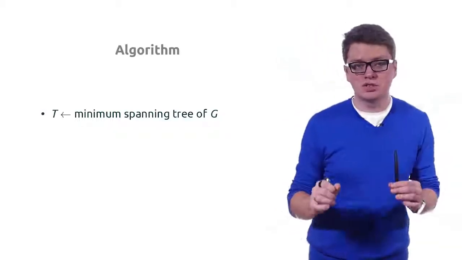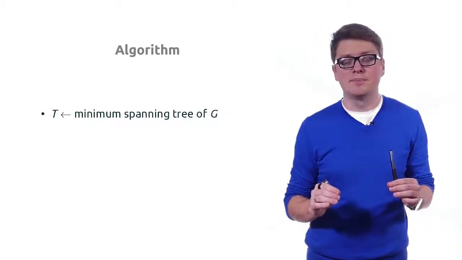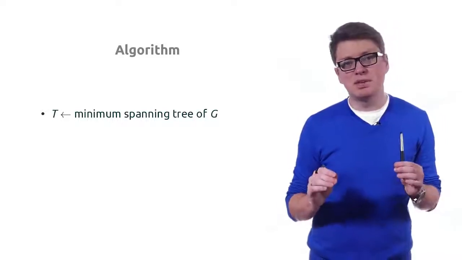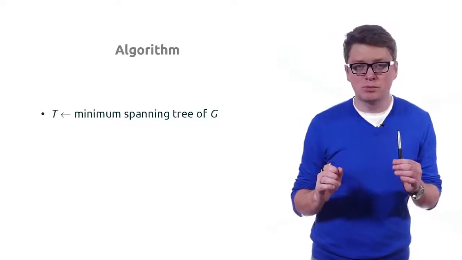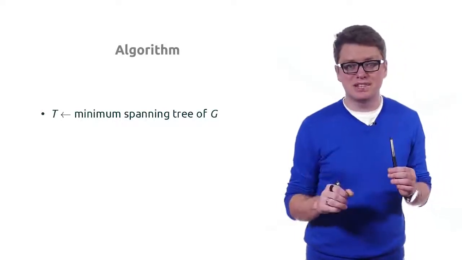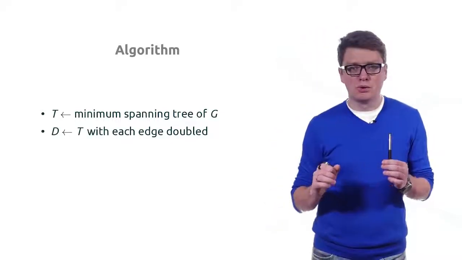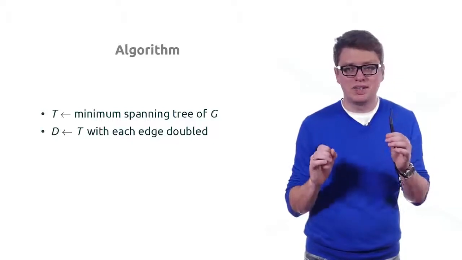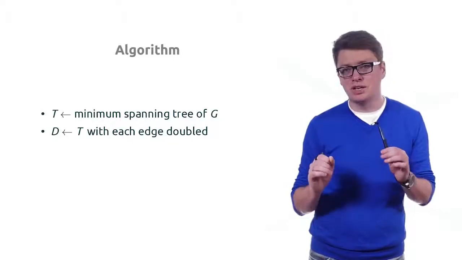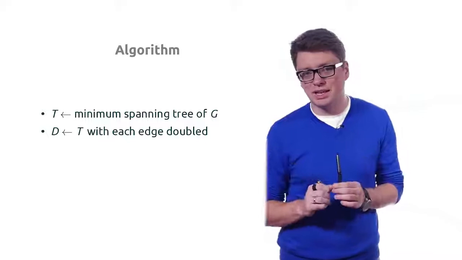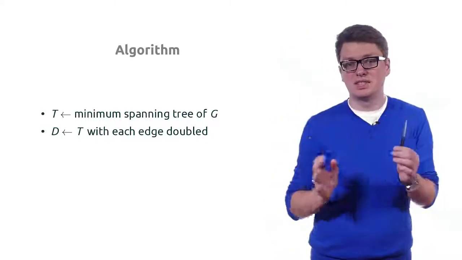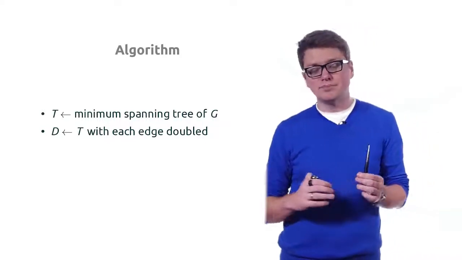So we first construct the minimum spanning tree of G. Recall that this can be done very efficiently, in time almost linear in the number of nodes and edges in the input graph. Okay, then we do the following strange trick. We double every edge in T and denote the resulting set of edges by D.